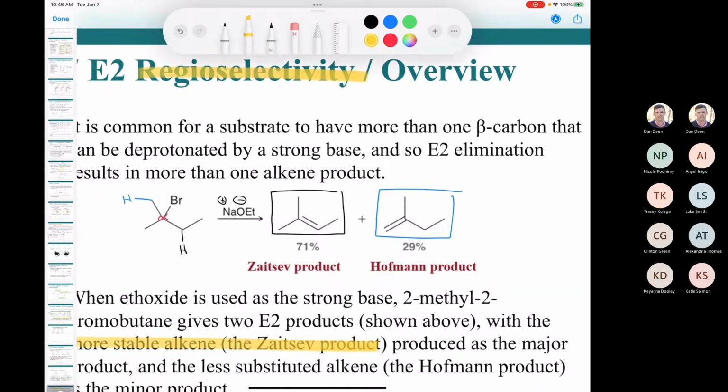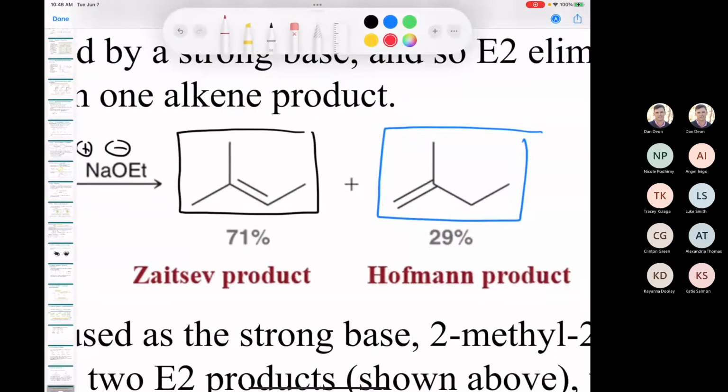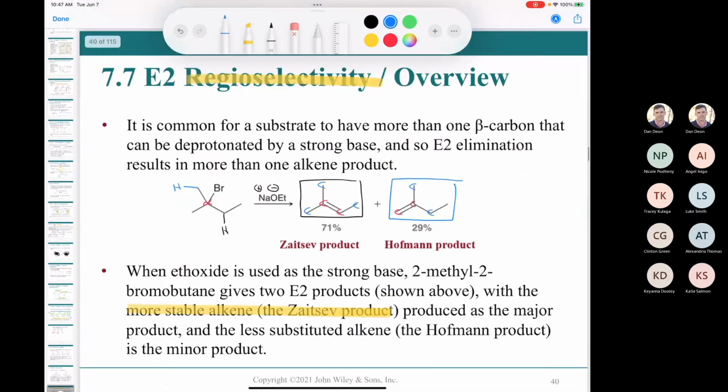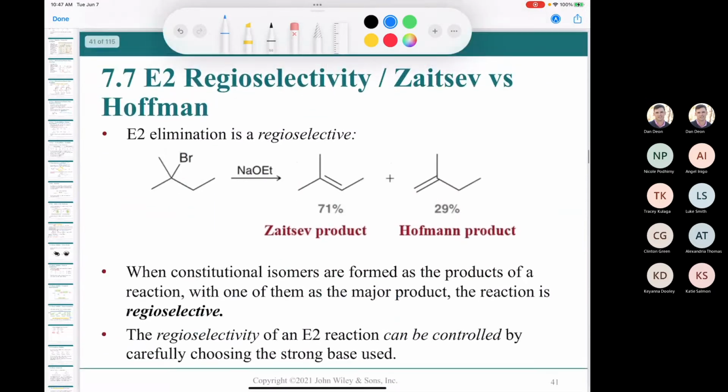Why is that? Because if we examine the Zaitsev product, we highlight the two carbons here, you see that the Zaitsev product is trisubstituted, whereas the Hoffman product is only disubstituted. So Zaitsev is more stable than Hoffman. Zaitsev is the major product in this case, and Hoffman is the minor product in this particular case. Not always, but in this case, it is. So we say that the E2 elimination is regioselective. It's selective for the formation of the Zaitsev product. It's selective for abstraction of this proton here.